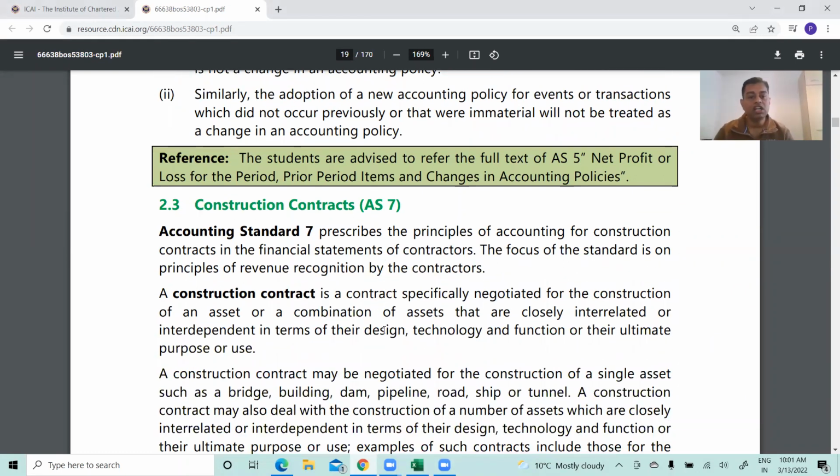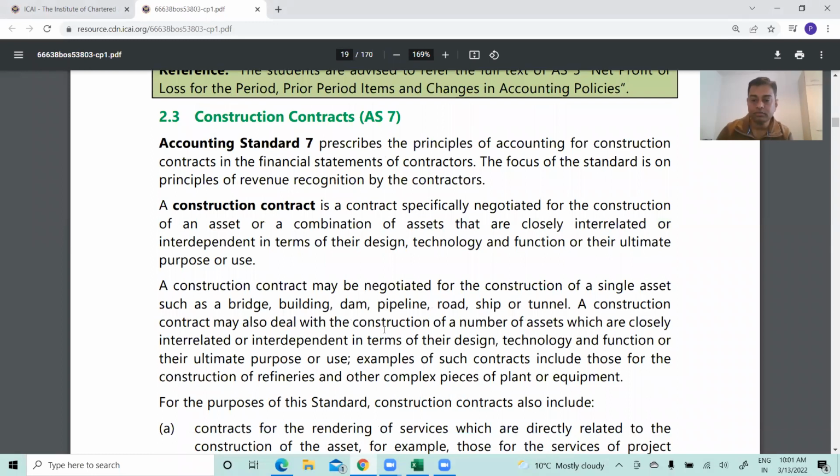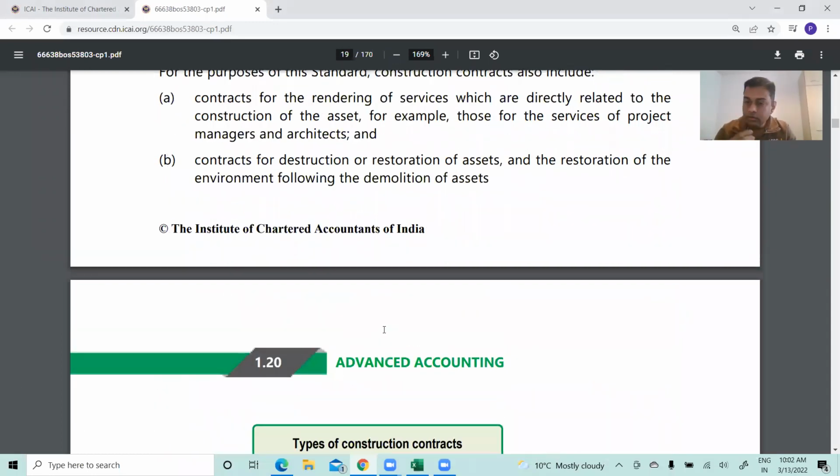What is the title of AS7, madam? Construction contracts. Very good. So, it deals with what? Books of construction of buildings, books of contractors. Only contractors. So, if I am building a house, it is not applicable to me. No, sir. If it's your own building, it's not applicable.